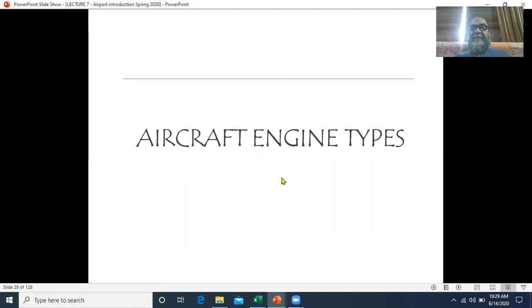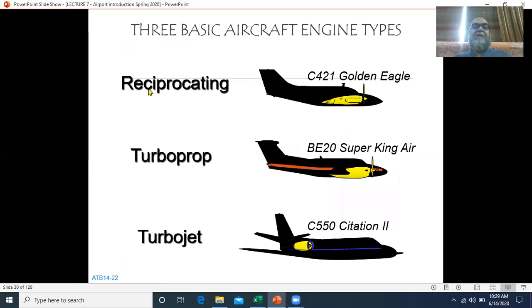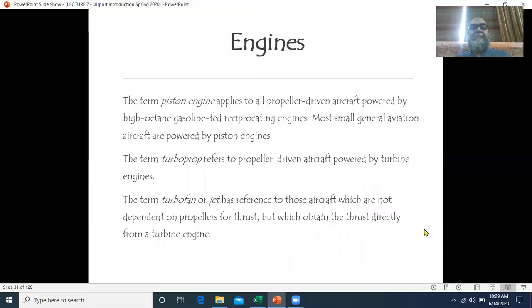Let's look at the aircraft engine types. Reciprocating is the first one, then there is the turboprop, and nowadays there is the turbojet. The term piston applies to all propeller-driven aircraft powered by high-octane gasoline-fed reciprocating engines. Most small general aviation aircraft are powered by piston engines. The term turboprop refers to propeller-driven aircraft powered by turbine engines. The term turbofan is a reference to those aircraft which are not dependent on propellers for thrust, but which obtain thrust directly from a turbine engine.